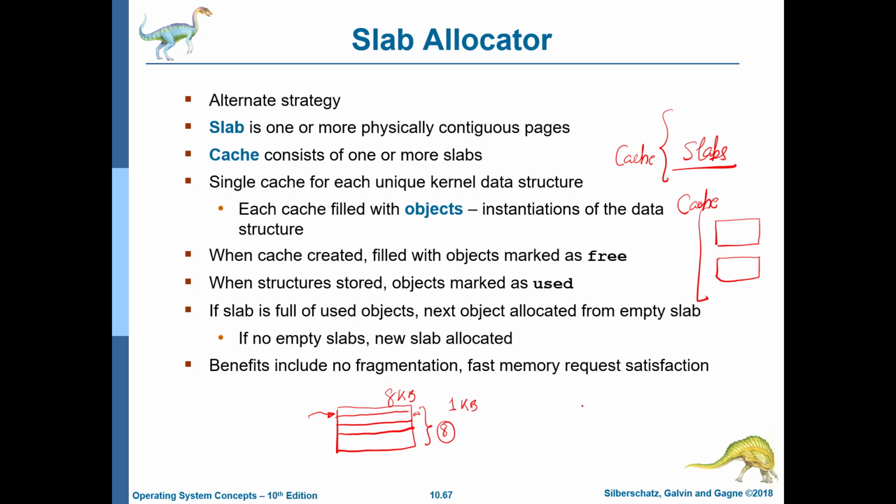Now if 8 objects can fit in a slab and the slab fills up, then we say that the slab is full. For any subsequent request, you will find an empty slab. Every cache has a list of empty slabs. If I were to draw it slightly beautifully, every cache over here has a list of empty slabs.